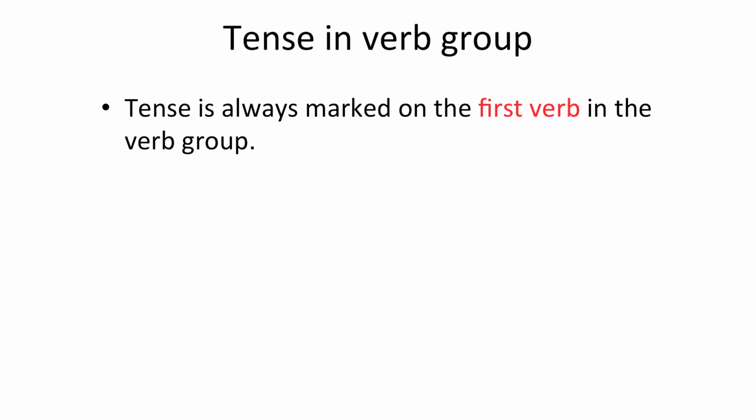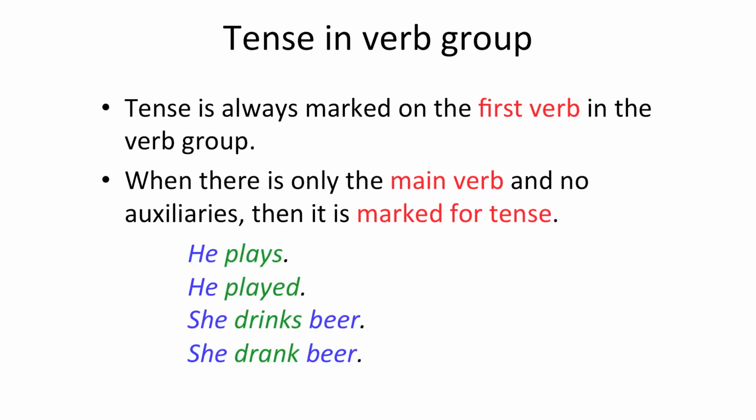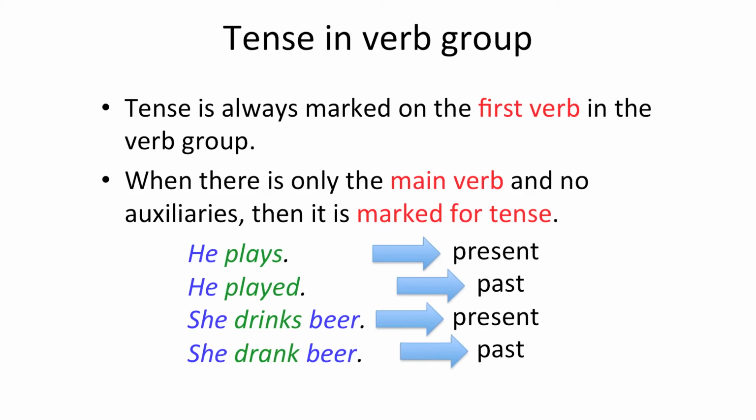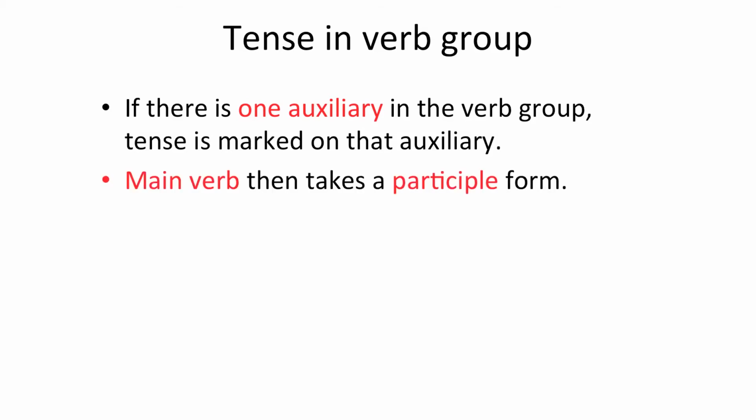So if we only have the main verb in the verb group and no primary auxiliaries, then the main verb gets marked for tense. So we have he plays and she drinks beer in the present tense, and she played and she drank beer with the irregular drank in the past tense. If there is one primary auxiliary in the verb group, that primary auxiliary is where the tense gets marked. The main verb then takes one of the participle forms.